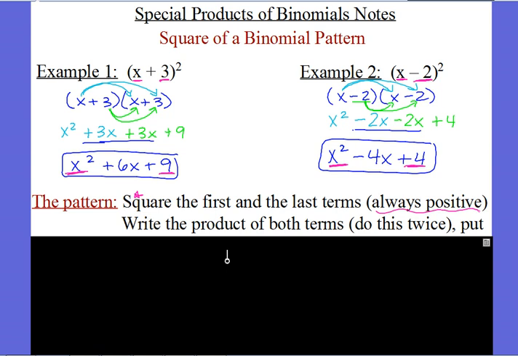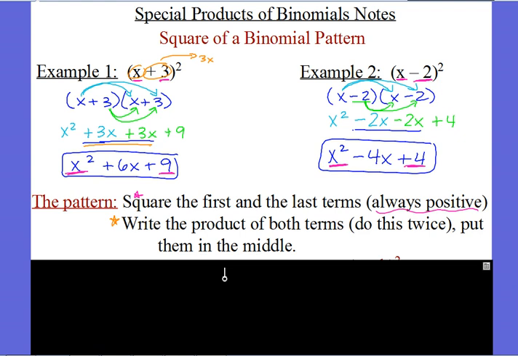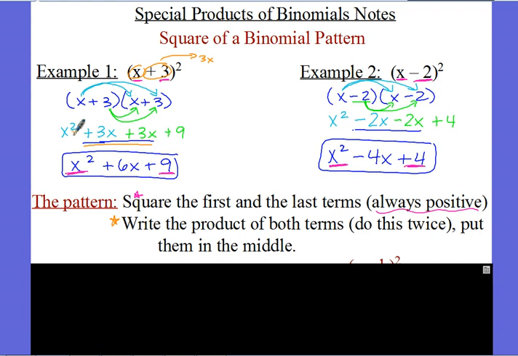Okay. The next thing is that we're going to write the product of both the terms. So the terms are x and 3. The product of those is 3x. And we're going to do this twice. Well, that's exactly what I did here. So if I take this part, it said write the product of both terms. So both terms were x and positive 3. The product of those two is 3x. And we wrote them twice right here when I combined like terms, and I put them in the middle of my squares.